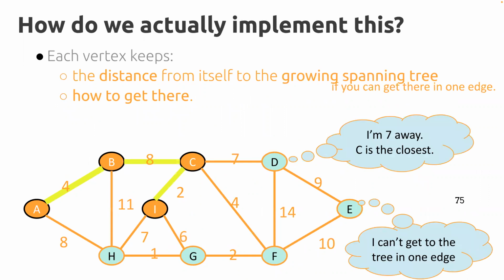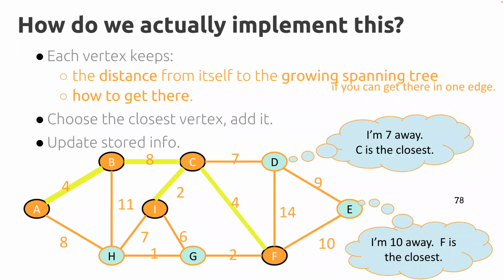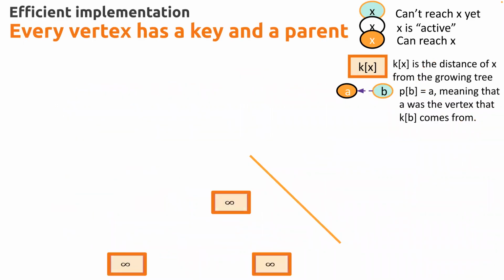How do you actually implement this? So let's walk through an example. Oh, man, my graph is bad. Okay. So this is how you efficiently implement it. We're just going to finish Prim's today. We're going to do Kruskal next lecture.